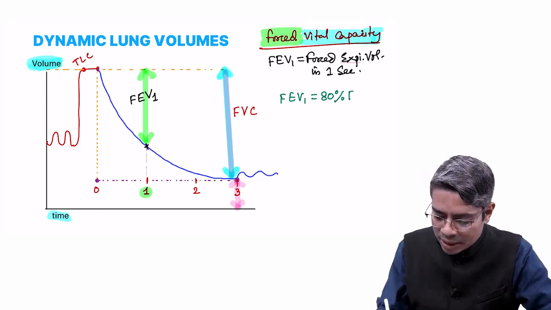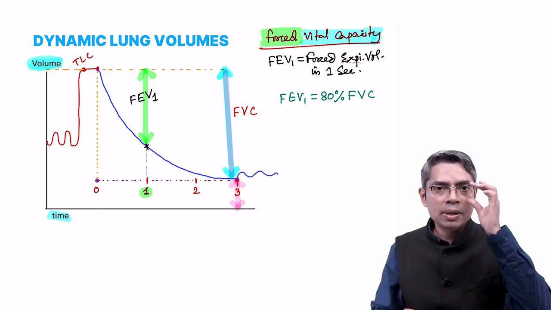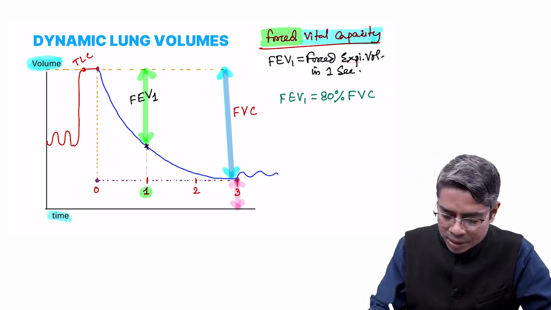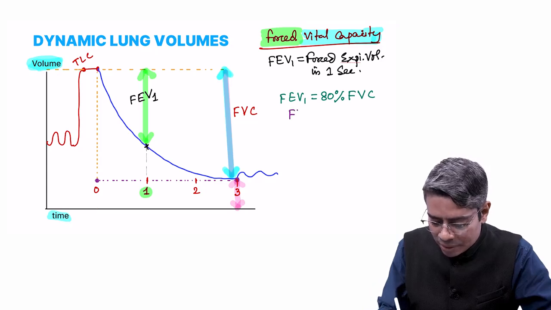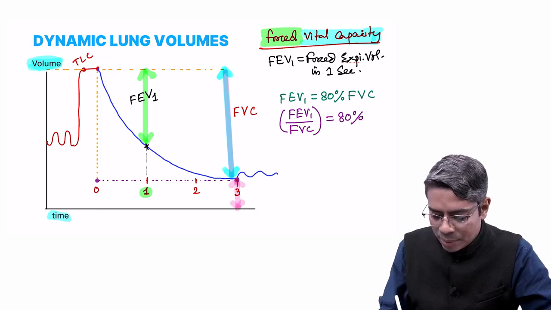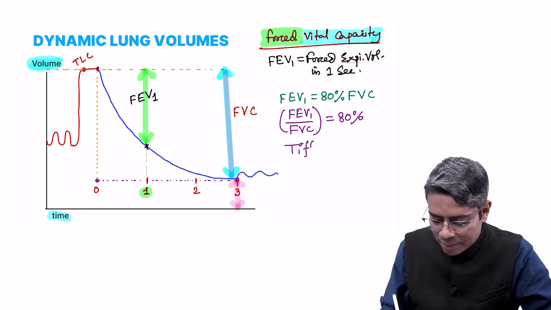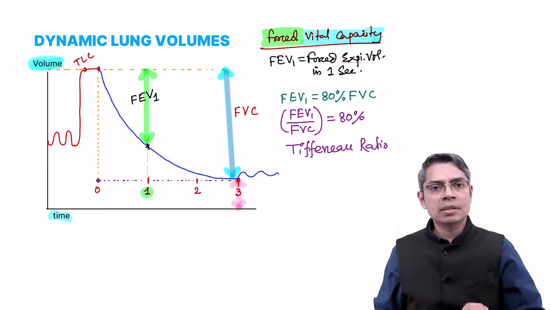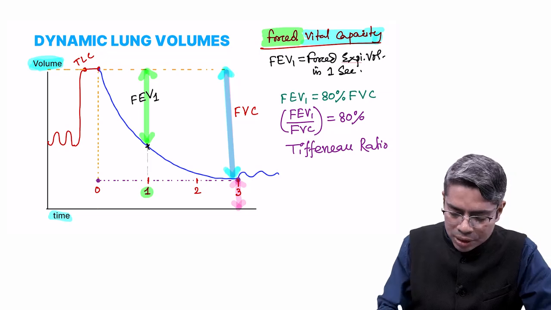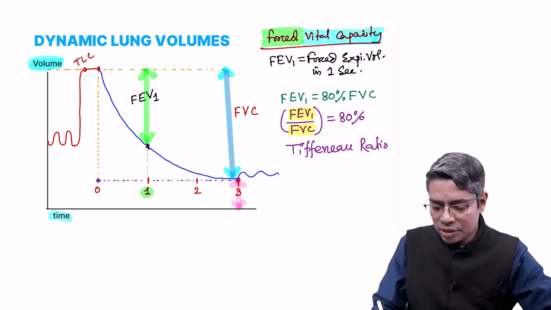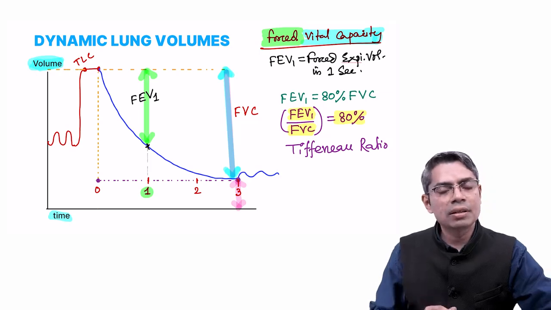What is the total volume? That is the FVC. So I can say that FEV1 is equal to almost 80% of the total volume that can be expired. Obviously, I can take a ratio between this FEV1 upon FVC, and this is a very important ratio. This ratio is 80%, and the name of this ratio is the Tiffeneau ratio. What is the ratio? The ratio is FEV1 upon FVC. Normally this ratio is 80%.